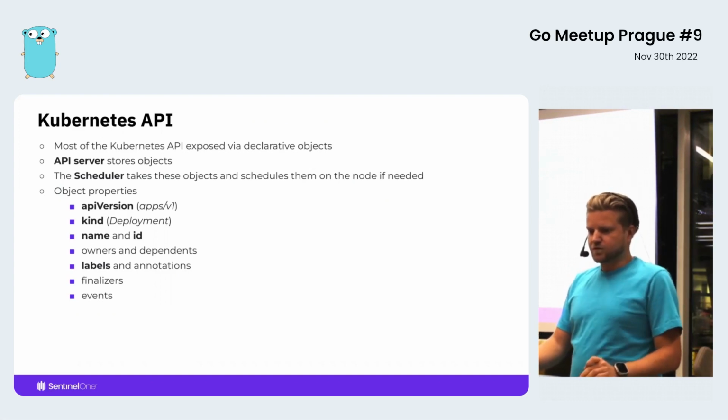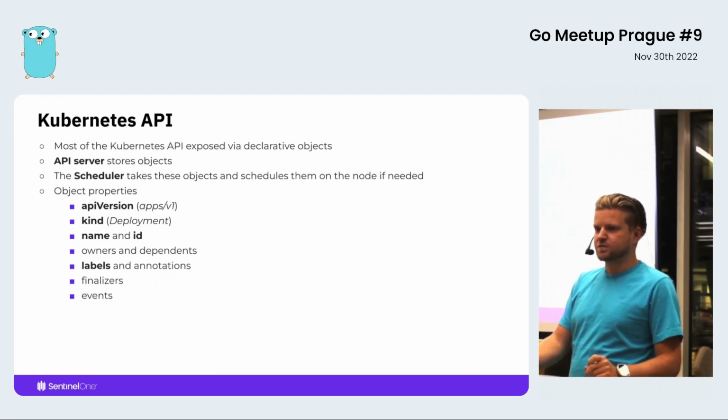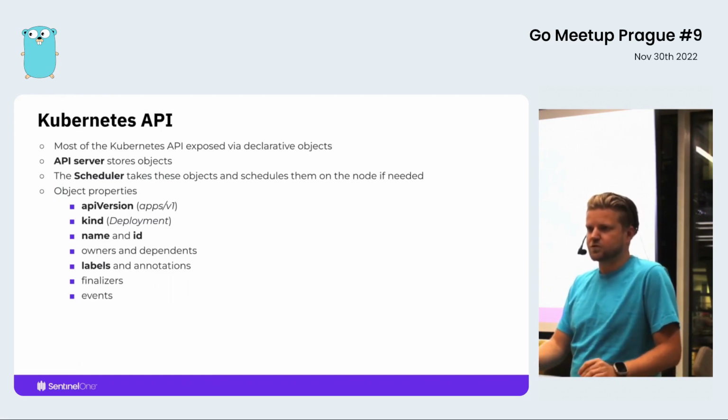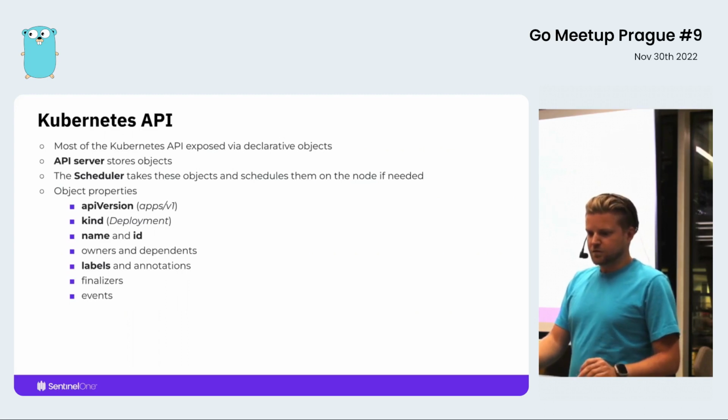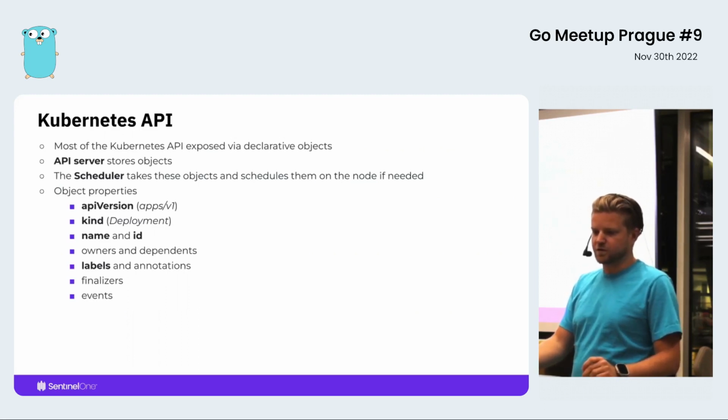Most of the API is exposed via various objects. These objects are stored in the API server, and behind the scenes there are components which look into the API server and do something about it, like schedule pods and so on. Each object has quite important properties from the point of view of operators, which is version and kind, which is the unique identification of each object, name, which is something human readable, and ID, which is usually just a generated UID.